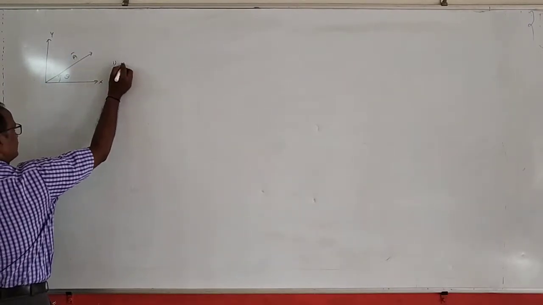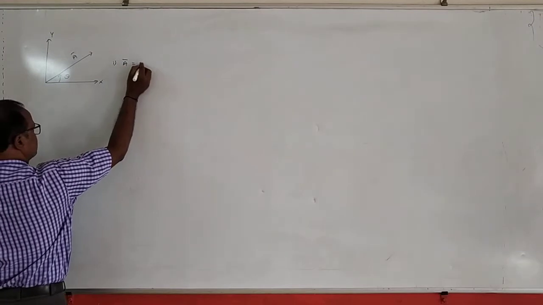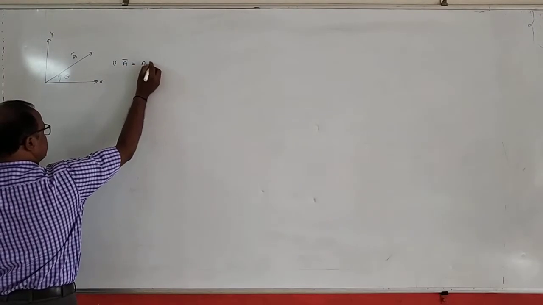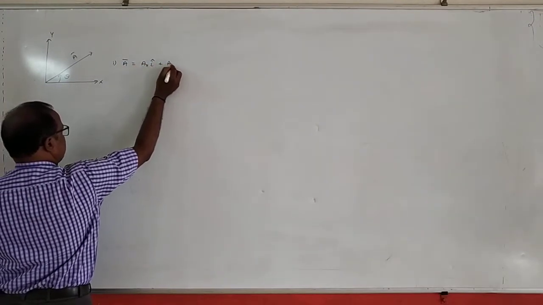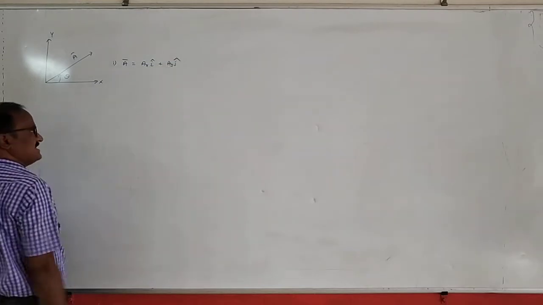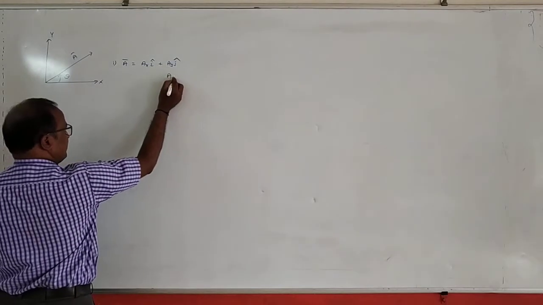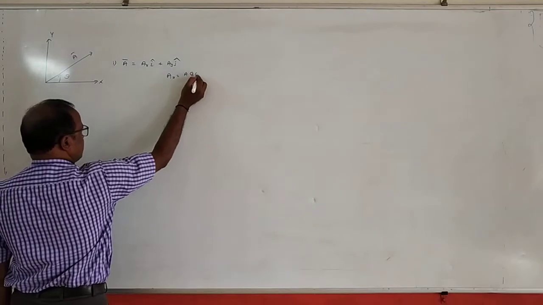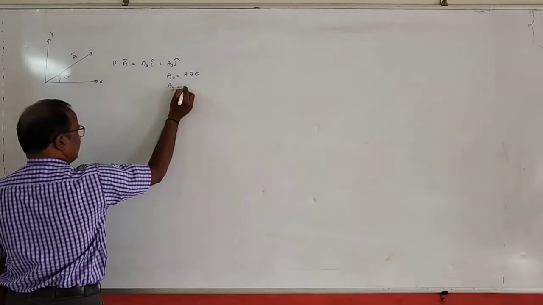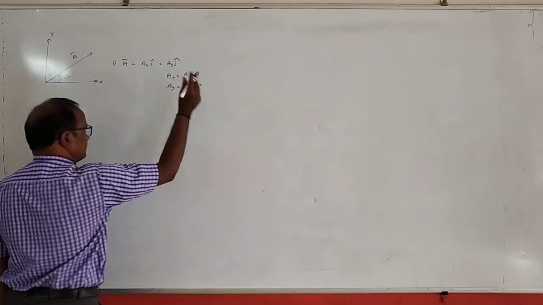That's why the total vector can be written as a bar is equal to ax i cap plus ay j cap. What are ax and ay? Where ax is equal to a cos theta and ay is equal to a sin theta. Okay?